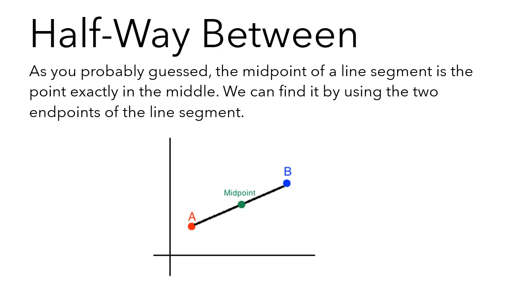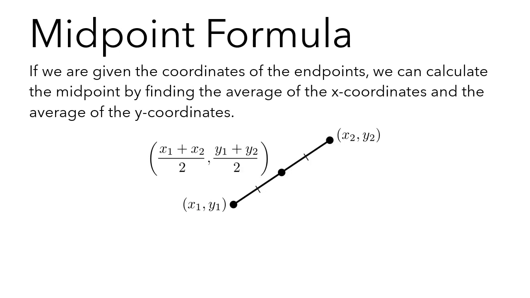So as you probably guessed, the midpoint of a line segment is the point exactly in the middle. And we can find it by using the two endpoints of a line segment. So endpoints would be the points on the end, and of course the midpoint is right in between. So there's a formula for the midpoint.